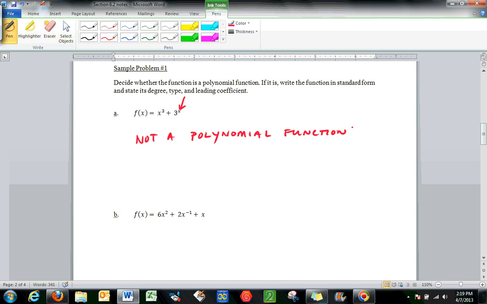It's not a polynomial function. And since it's not a polynomial function, there's no need to try to write it in standard form. There is no degree, type, or leading coefficient. And so we can say the reason it's not is because one of our exponents is a variable. Okay, moving on to the next one.